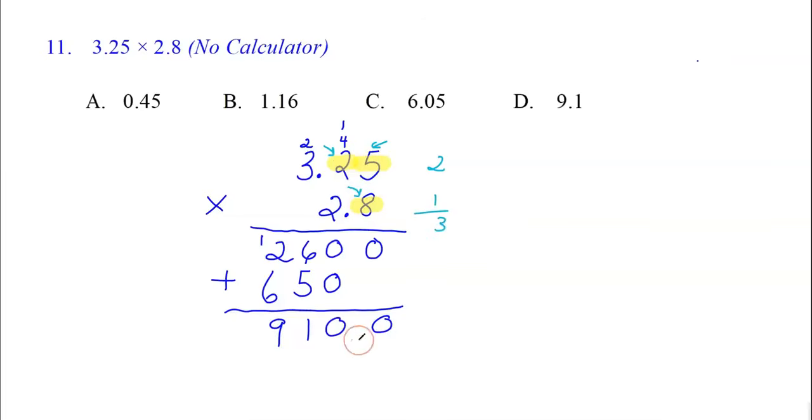And now I'm going to move the decimal here in my answer 3 spaces to the left. Now when no decimal is shown, it's at the end of the number. So I'll just move this 3 spaces. 1, 2, 3. And my decimal is now here. It's no longer here. Therefore, my final answer is 9.100. I don't need to show these zeros. This just equals 9.1, which matches up with D.